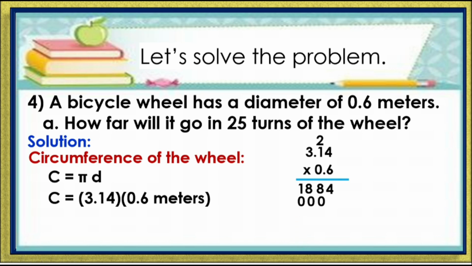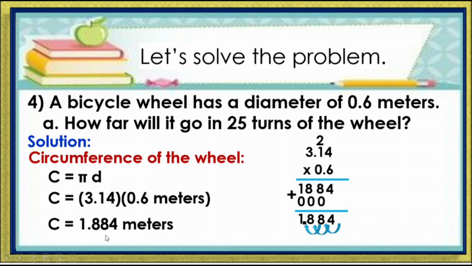Now, added all together, 4, 8, 8, and 1. Now, count the number of decimal places in the multiplicand and multiplier. We have 2, we have 1, so all in all, we have 3. So, we're going to move 3 places to the left. We have 1, 2, 3, and then write the decimal point. So, the value of the circumference is 1.884 meters. So, that would be the circumference of a wheel. But take note, how far will it go in 25 turns of the wheel?